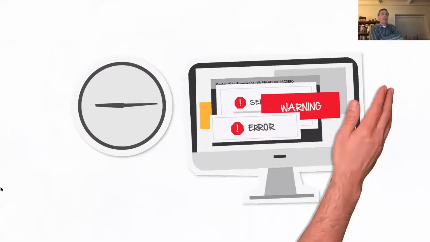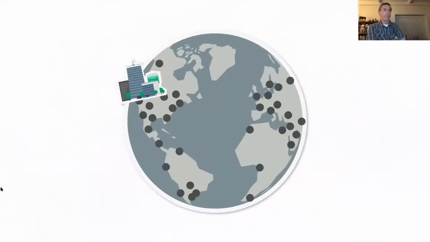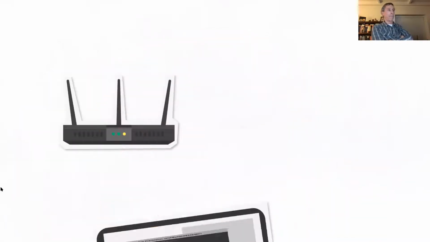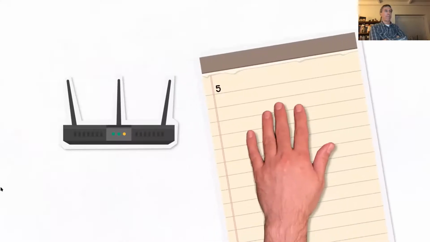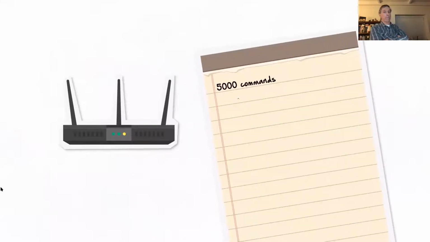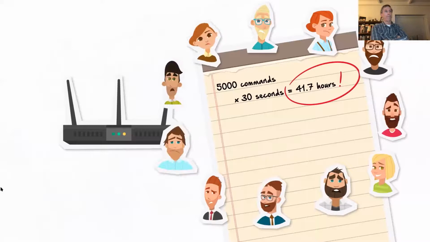time-consuming and error-prone process. Take, for example, a large retail store chain with 500 locations around the world that needs to deploy a new video application. Let's assume that each store location has a router that requires 10 commands to implement the correct configurations for the application. With 500 sites, that's 5,000 commands. If each command takes 30 seconds to execute, that adds up to over 40 hours, or a week just to deploy a single application to all the locations.